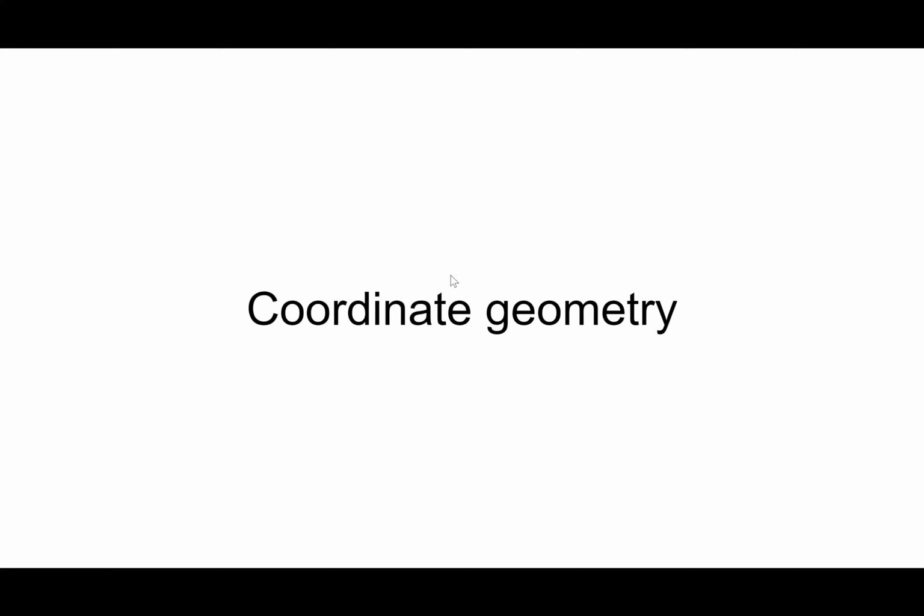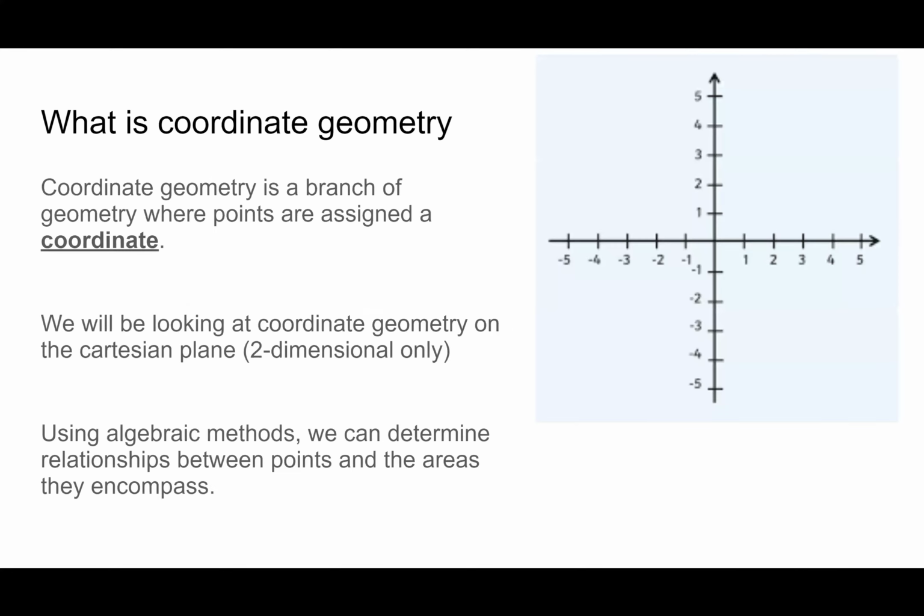Okay, so today we'll be covering coordinate geometry. So what's coordinate geometry? Coordinate geometry is a branch of geometry where points are assigned a coordinate. We'll be looking at coordinate geometry on the Cartesian plane, which is only two-dimensional. Then, using algebraic methods, we can determine relationships between points and the areas they encompass. So, moving on. Does anyone have any questions? Okay, no questions. This should be pretty familiar, so I'm not going to spend too much time on this topic, but we'll get into doing some questions later on.